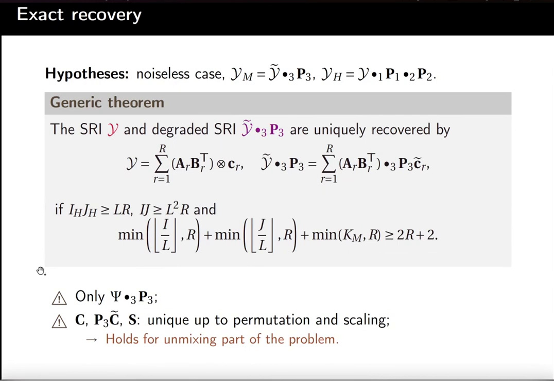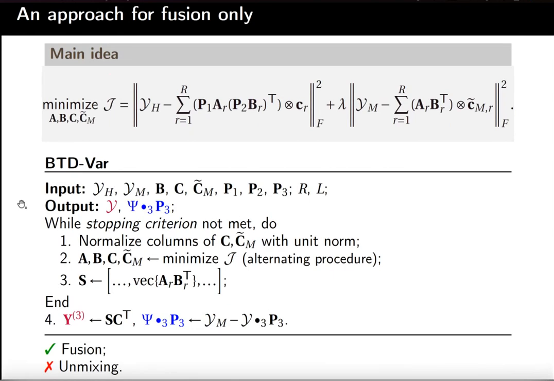However, what's interesting is that this theorem also holds for recovery of the low-rank factors. So it's suited for both the fusion and the unmixing part of the problem. So the first step towards this procedure is to consider an approach for fusion only. It is based on solving the optimization problem, which consists in minimizing J. Again, this cost function is composed of two fitting terms between the observations and their block term decompositions that you can see here, and where the P1, P2 appear and the variability is translated here.